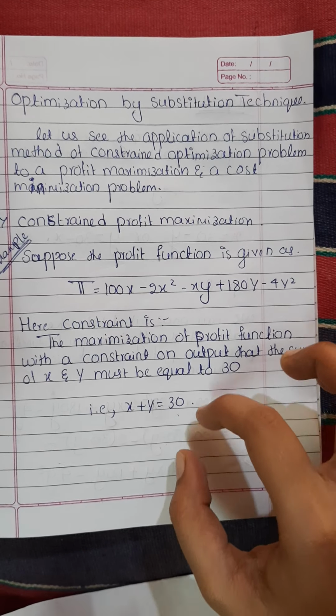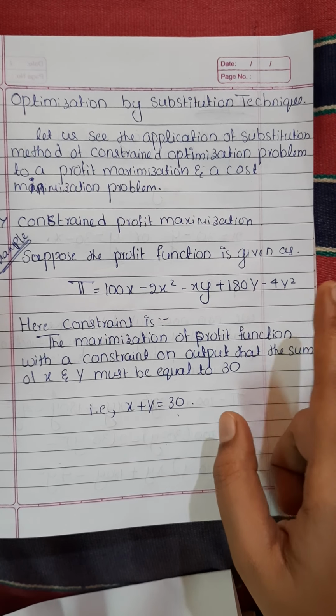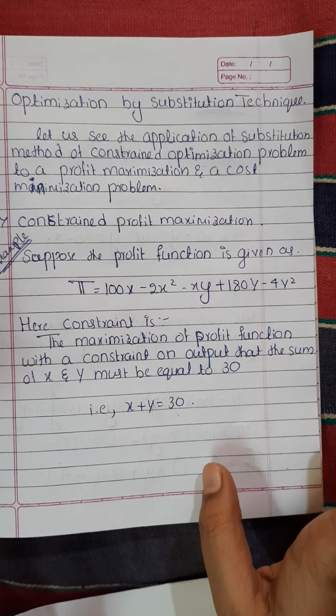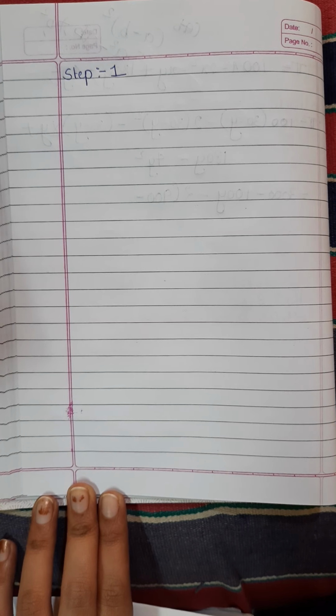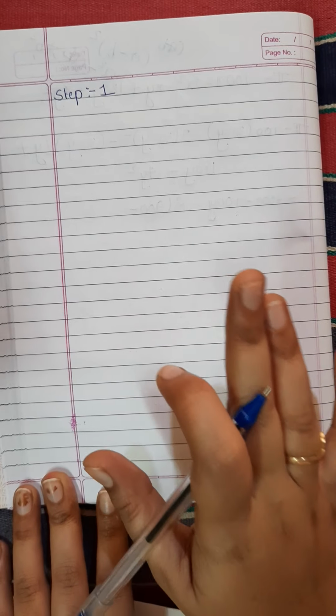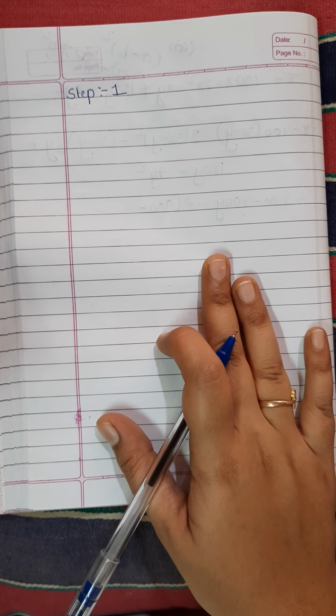So we have to find out the profit maximization where x plus y is 30. So let us see by solving the problem. Step number 1.